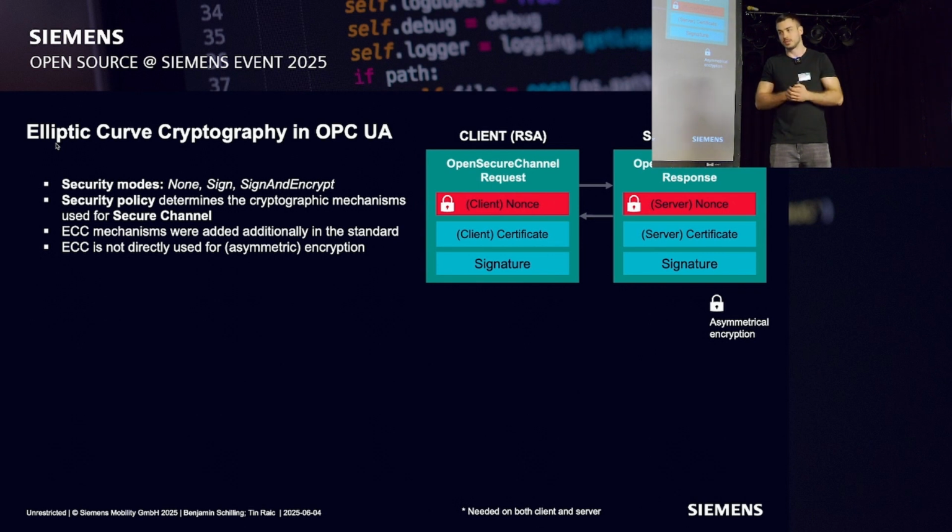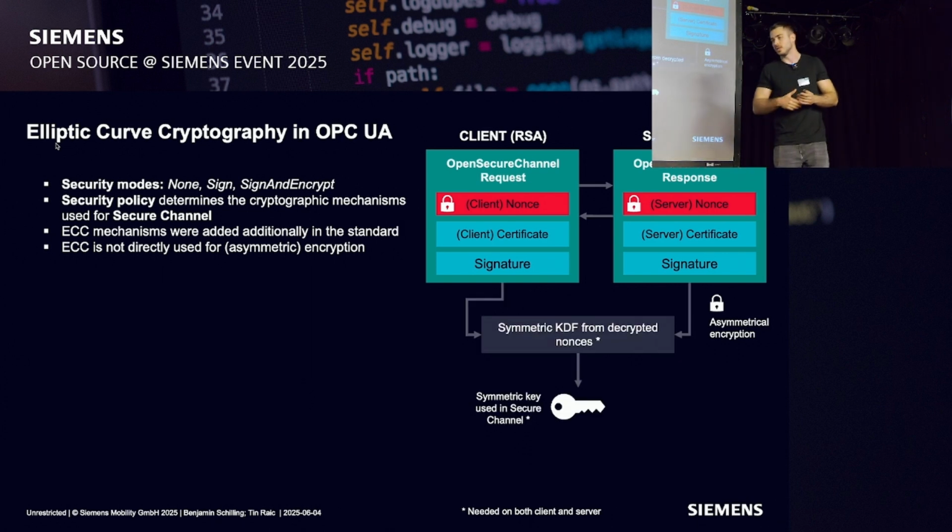Server decrypts the message, saves the client nonce, generates its own nonce, also encrypts it, signs the message, includes the certificate, and returns the response to the client. Now they both have both nonces, one from themselves and one from the other party. They use these nonces in a key derivation function, and the output of a key derivation function is a symmetric key or symmetric keys that are then used in the secure channel.